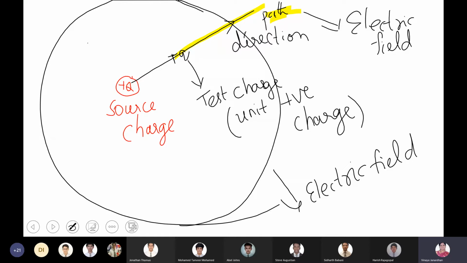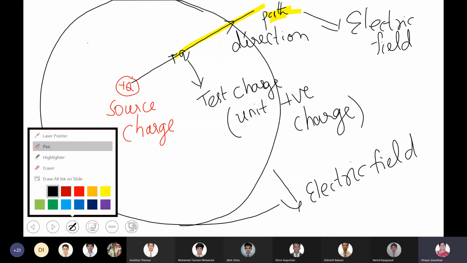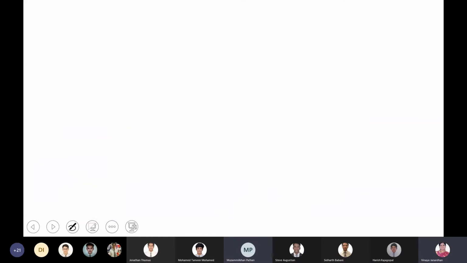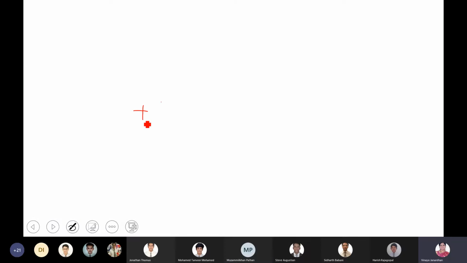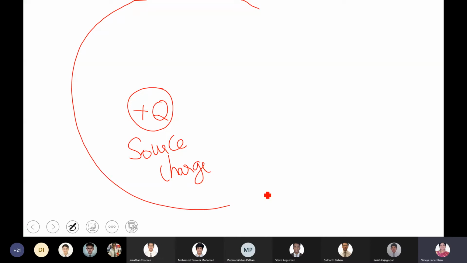Ma'am, the definition you're going to tell us, so we'll write it. No, I'll read it. First, I have a charge, say this can be 10 coulomb, whatever it is. Now this charge which creates an electric field, we call this a source charge. So a charge which creates an electric field, we call it a source charge, right?